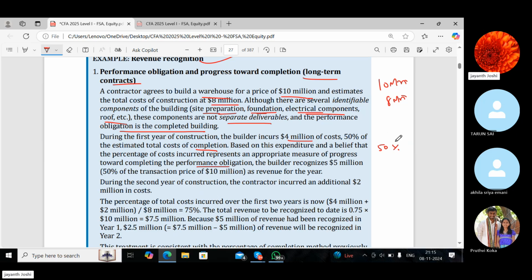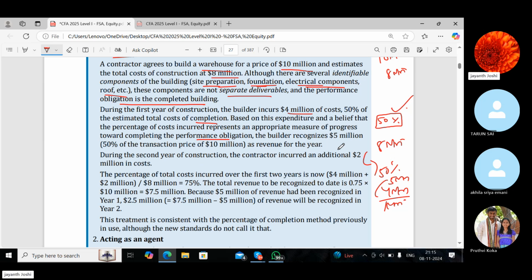So I already told you the revenue is recognized based upon the percentage of completion of the work. So if the cost estimated is totally 8 million and 50% work is done, you recognize 50% cost and accordingly you recognize 50% revenue, and then you get 1 million of profit in this.